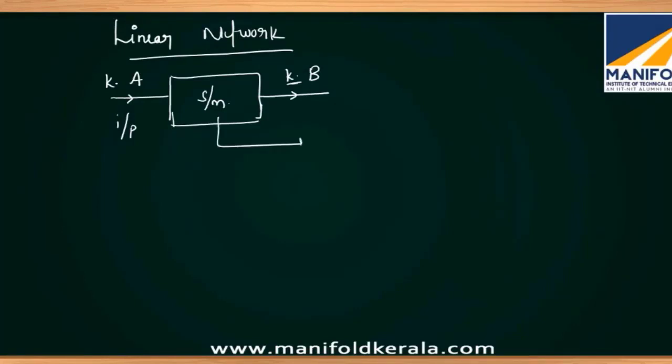then my system is a homogeneous system. That means my system is obeying the homogeneity principle. Understand? Only a linear system will obey the homogeneity principle. So it is as simple as that.